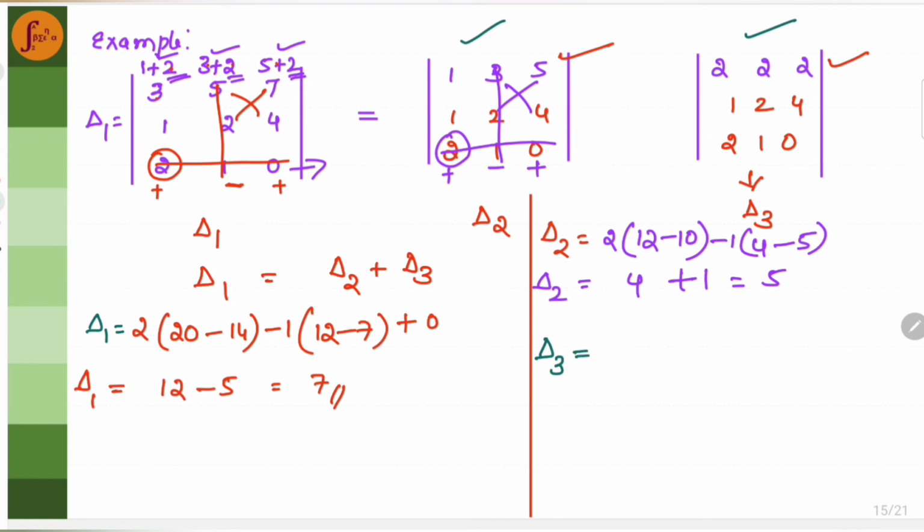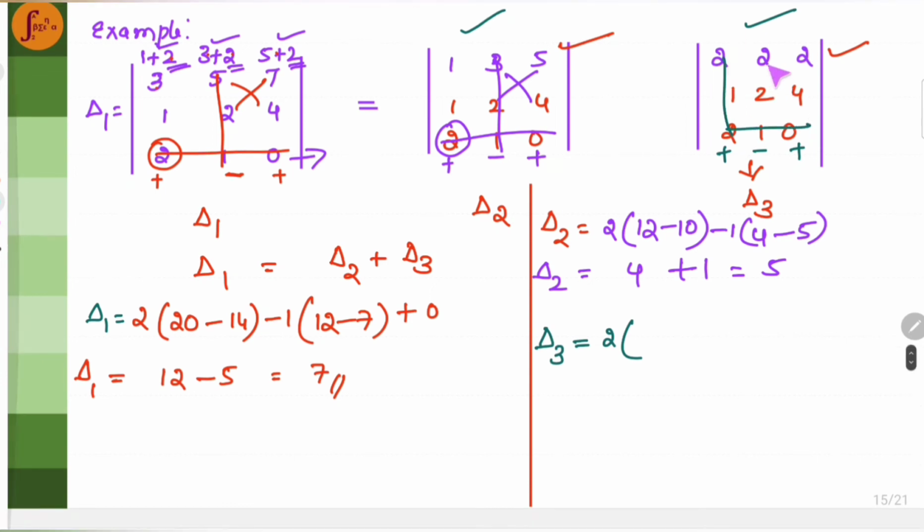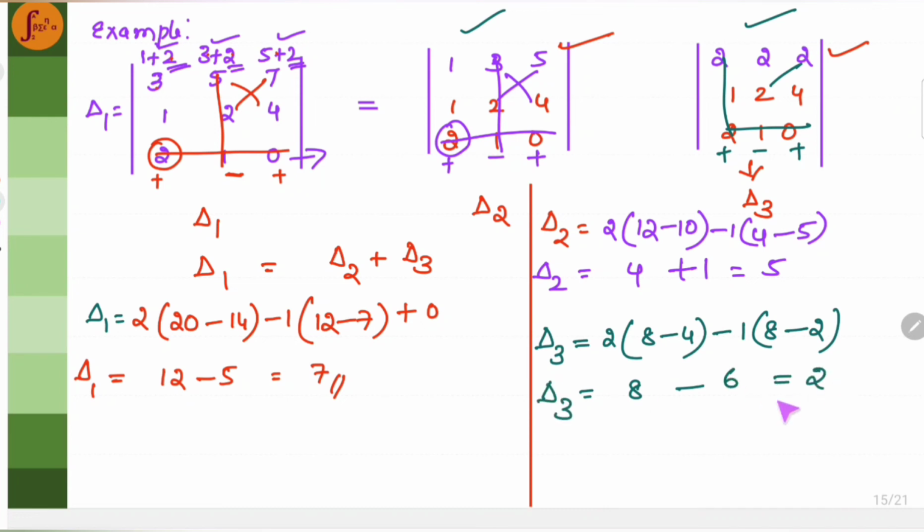Let's calculate determinant 3. Determinant 3 is plus minus plus. Determinant 3 is 2 into 2 fours are 8 minus 4, then minus 1 into 2 fours are 8 minus 2 into 1, 2. So I'll get it as 4 twos are 8 minus 6, which is 2. So determinant 3 is 2.